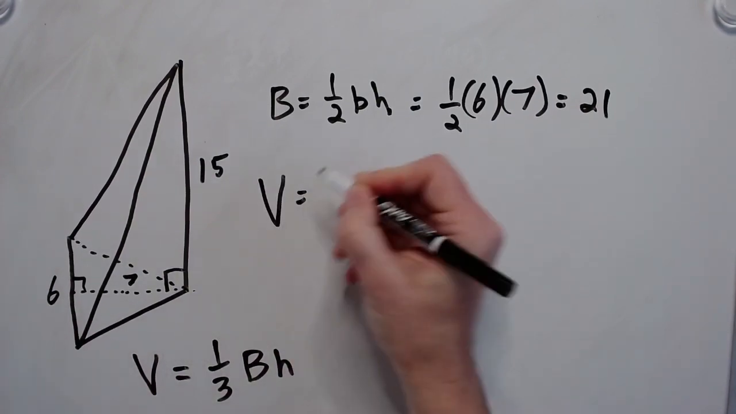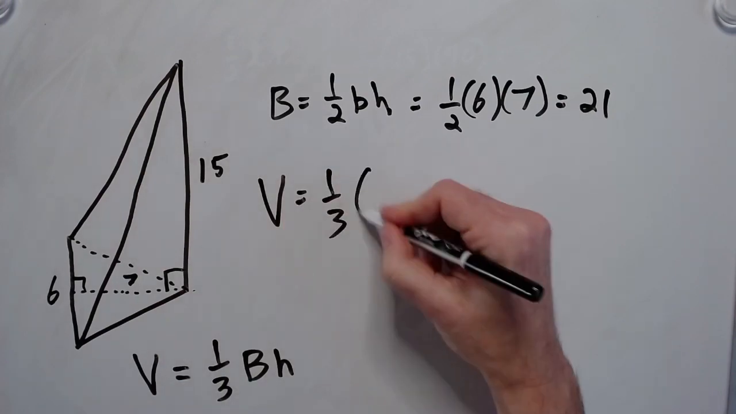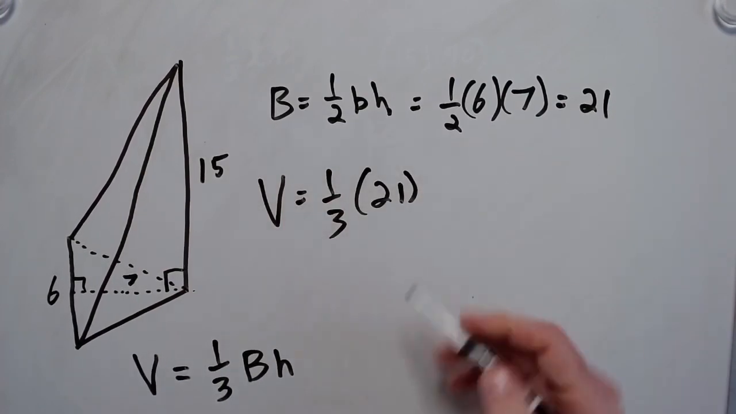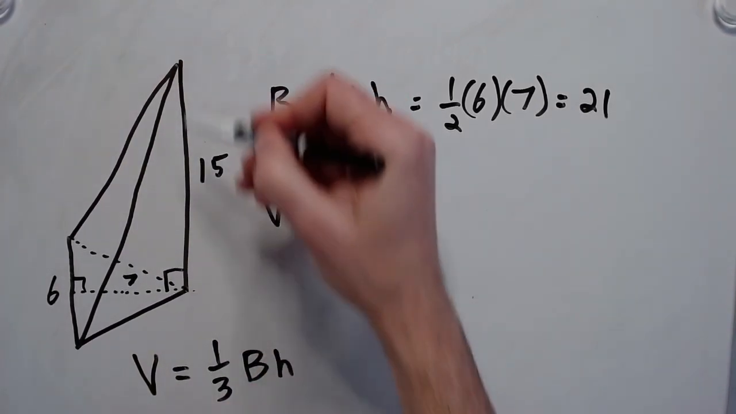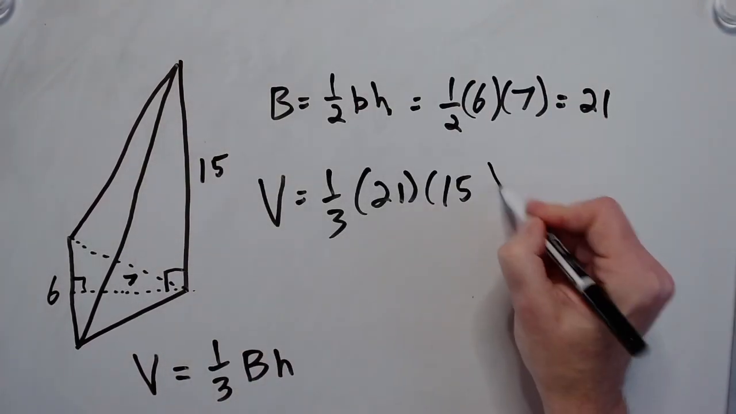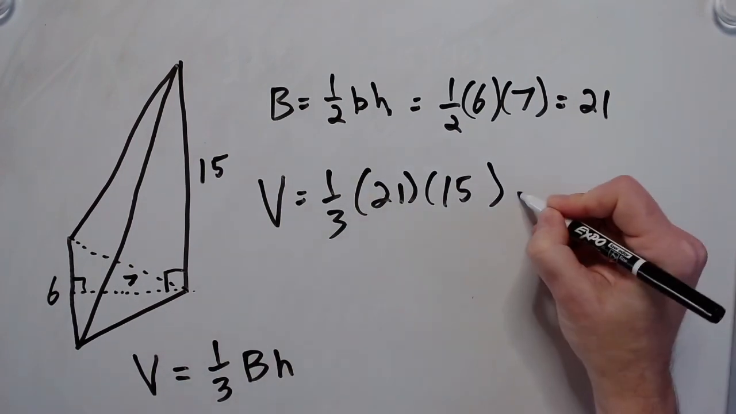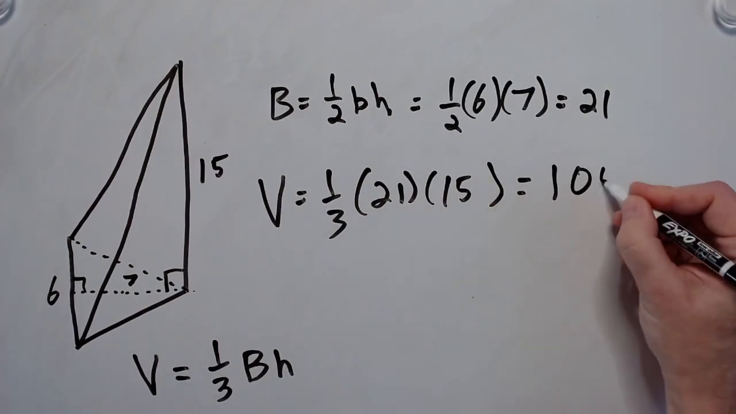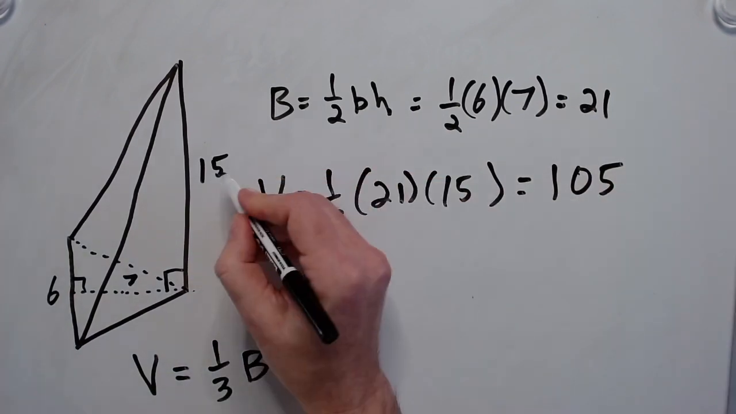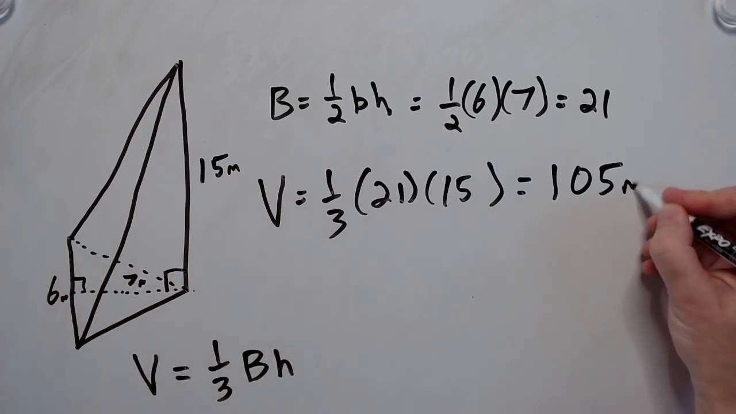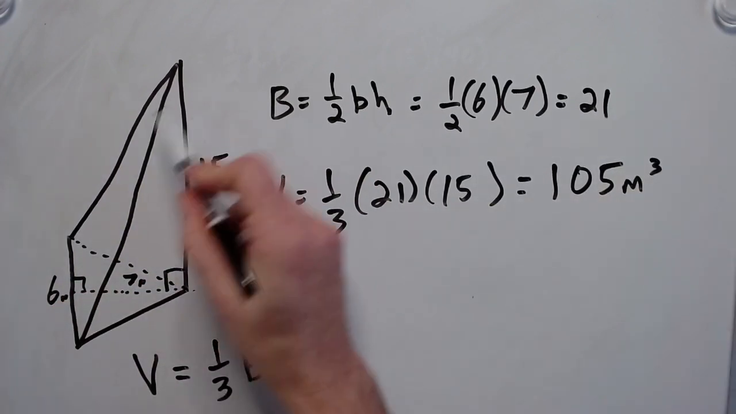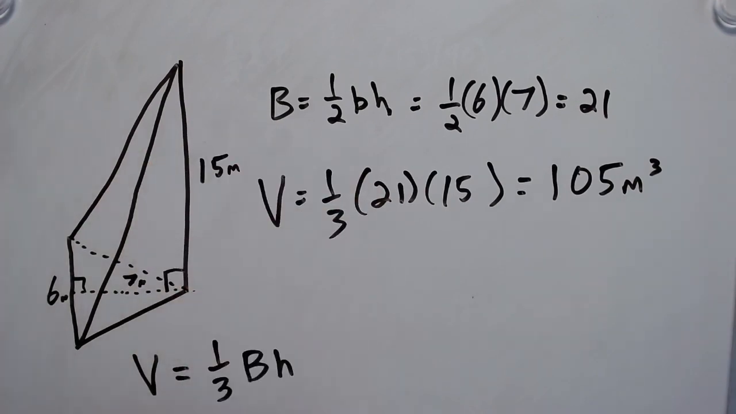Let's just write that down. Volume equals 1/3 base area, 21, times this height, the height of the pyramid, not the height of this base triangle. So the height of the pyramid is 15. So if we do all the math on that, we end up with 105. And let's give this thing some units. Let's say this is meters, and these are all meters. So this would be cubic meters. It's the volume. It's how much space is inside this pyramid.